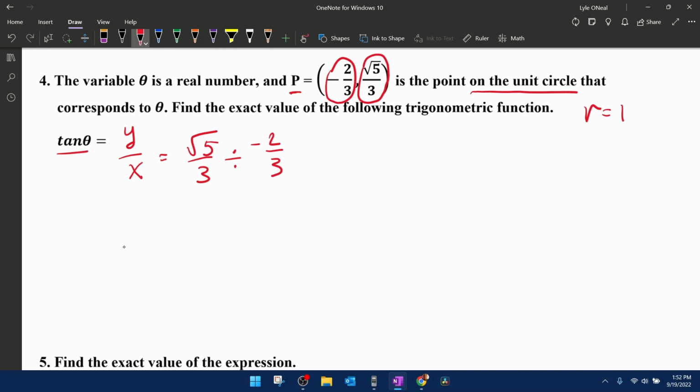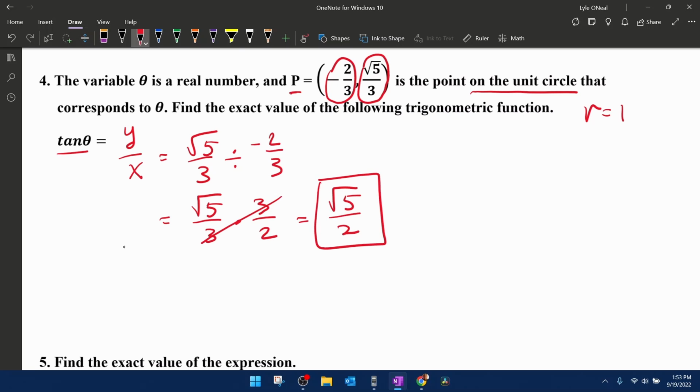Now, when we have division with fractions, that's when we KCF. We're going to keep, change, flip. The 3's are going to cancel, giving us a value for tangent, square root of 5 over 2, and that is the simplified final answer.